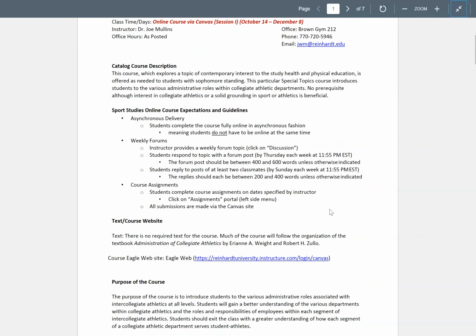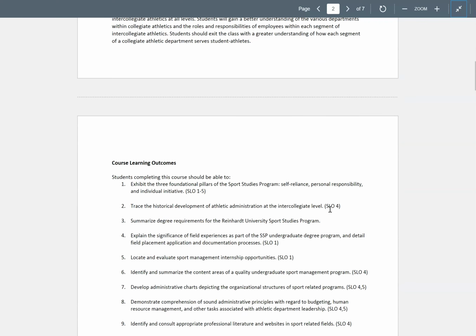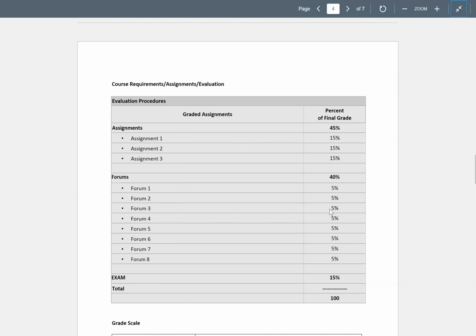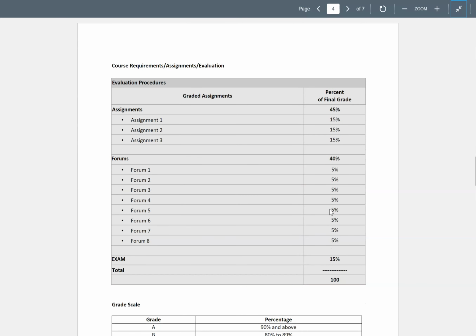This is, like I said, an 8-week course that covers working in college athletics. I'm going to skip down to how you're evaluated. You'll have 3 assignments on weeks 2, 4, and 6. Those are 15% each for 45% total. You have 8 discussion forums that are 5% each, which equals 40%.